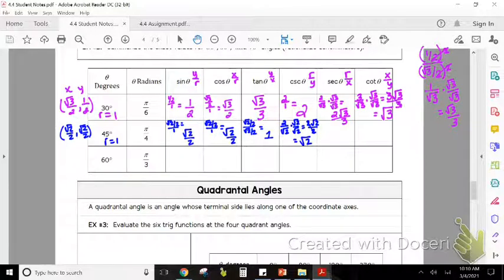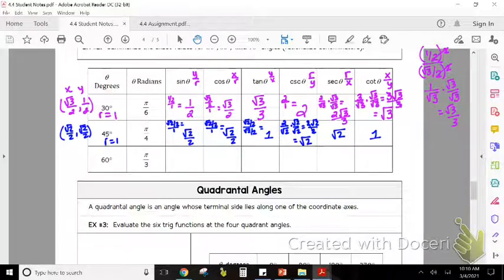Secant is a reciprocal of cosine. But wait, if sine and cosine were the same, then secant and cosecant are also the same. So automatically we know that this is just going to be the square root of 2. And then cotangent is a reciprocal of tangent. Well, tangent was 1, and the reciprocal of 1 is 1.